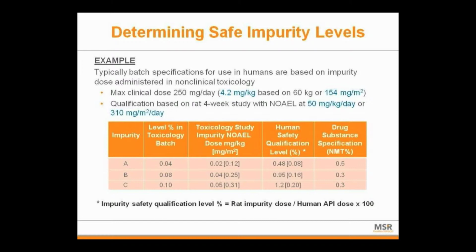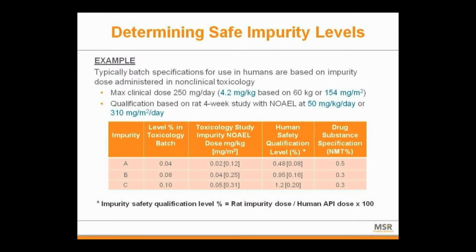And the example I'm giving is where the clinical dose is 250 milligrams per day, and on a body weight basis, which would be 4.2, and on a body surface area would be 154. And then the qualification study that was run was a rat study where the no adverse effect level was 50 milligrams per kg per day, or 310 on a body surface area. So the 3 impurities were found.